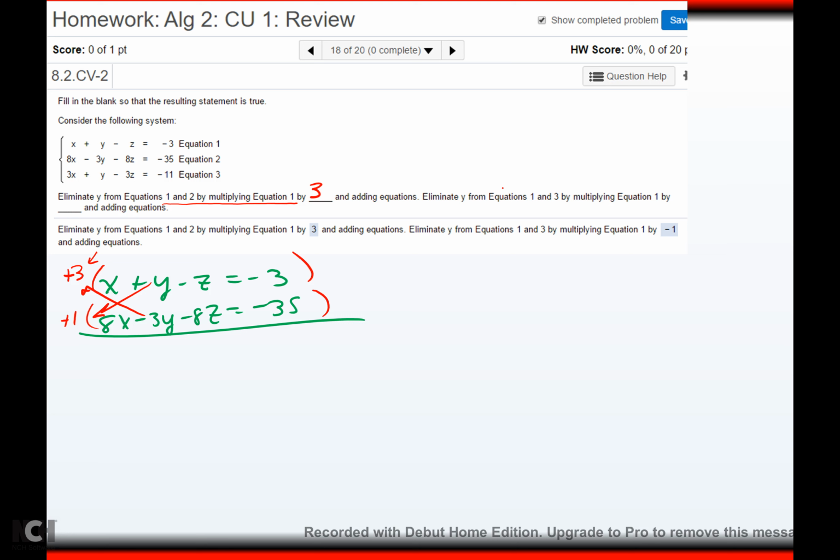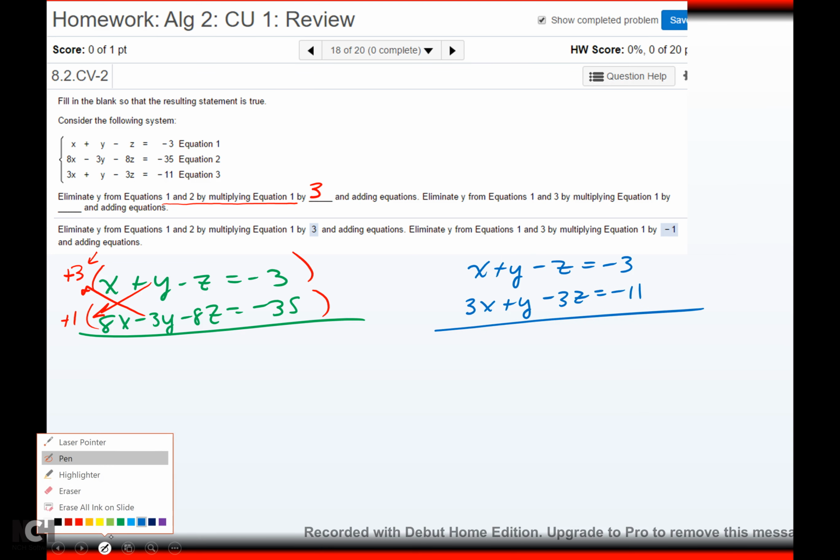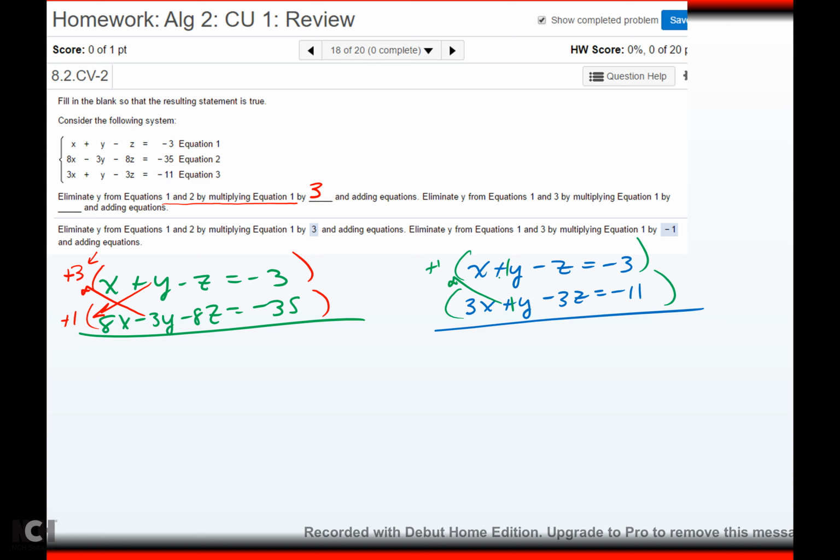Okay, so then it says eliminate y from equations 1 and 3. Well, 1 is x plus y minus z equals negative 3. And equation 3 is 3x plus y minus 3z equals negative 11. If I was going to kill y on this set, bottom to the top, top to the bottom, they came out the same, so I need to make one of them negative. And it's saying multiply equation 1 by something, so they're saying make that one negative 1, and then if I add them, I could finish solving.